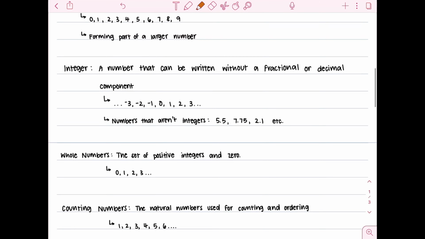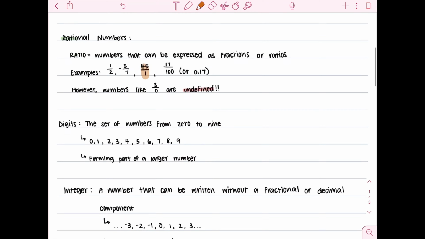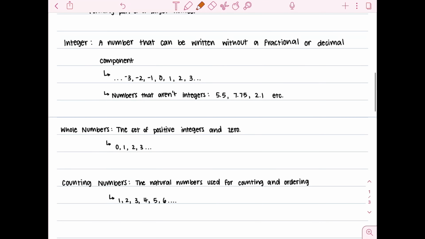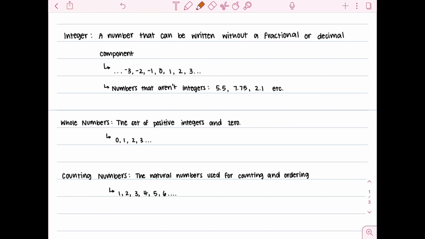Okay, moving on, we have whole numbers. Whole numbers comes under the set of integers, so we're dealing with numbers that can be written without a fractional or decimal component. Whole numbers, the set of positive integers and 0. So instead of having the negative integers in the set of whole numbers, we have from 0 to positive infinity.